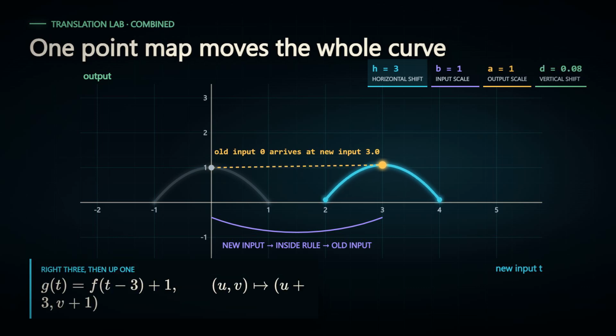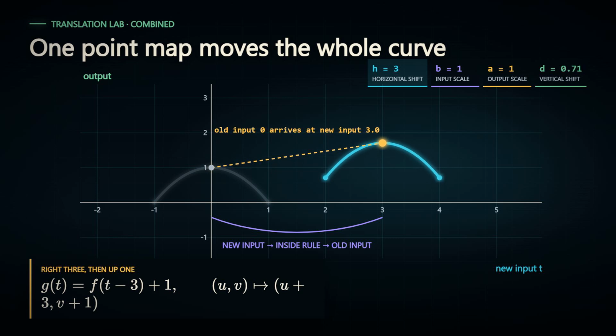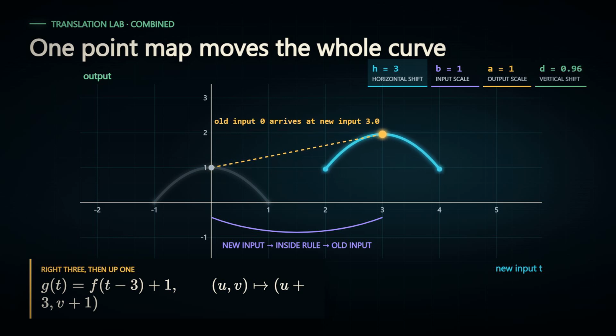Combine both moves, f of t minus 3 plus 1. The inside subtraction moves every input landmark right by 3. The outside addition moves every output landmark up by 1. The vertex (0, 1) becomes (3, 2). Translation changes location, not shape, and the point mapping makes that continuity visible.